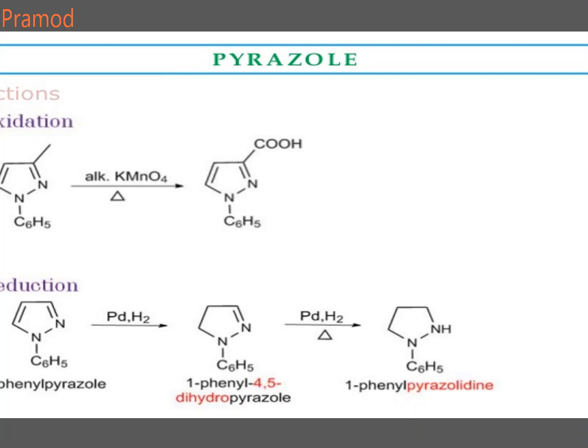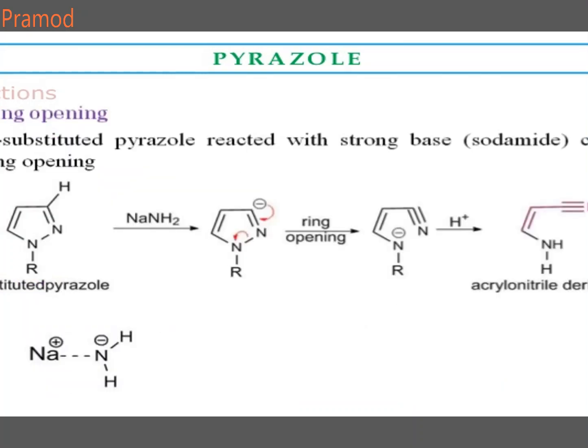So you get 1-phenyl-4,5-dihydropyrazole, and further if you treat, then only you get 1-phenyl-pyrazolidine. You just see that only substituted pyrazoles undergo most of the reactions, because otherwise they are not that reactive and would give an unstable product. Only a substituted pyrazole, that also with an electron donating group on the nitrogen, will undergo different types of reactions.